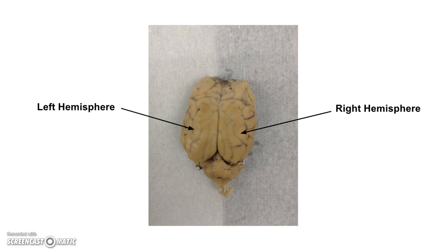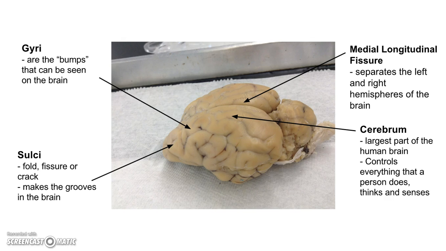The left hemisphere controls the right side of the body and is responsible for words, numbers, lists, etc. The right hemisphere controls the left side of the body, the creative side of the brain. It's also responsible for imagination, daydreaming, and color.